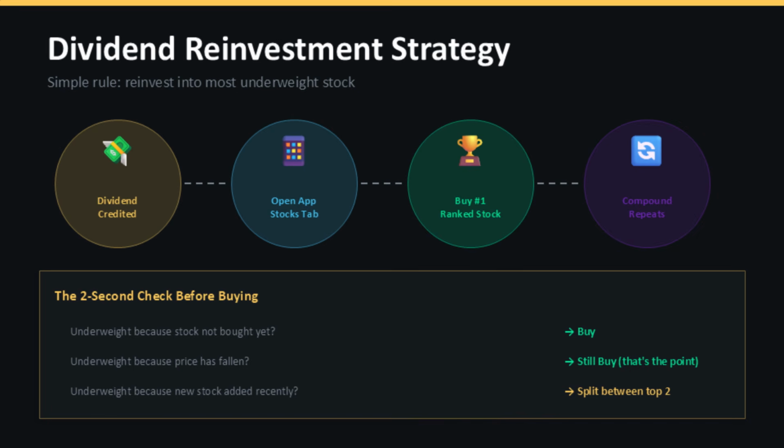For the dividend stocks bucket, the strategy is even simpler. Whenever a dividend gets credited, I reinvest it into the most underweight stock. My app ranks all 13 stocks by gap from target, most underweight at the top. Dividend comes in, I open the app, look at number 1 ranked stock and buy it. Quick 2-second check. Underweight because not bought yet? Buy. Price has fallen. Still buy. That's the whole point. New stock added recently? Split between top 2.